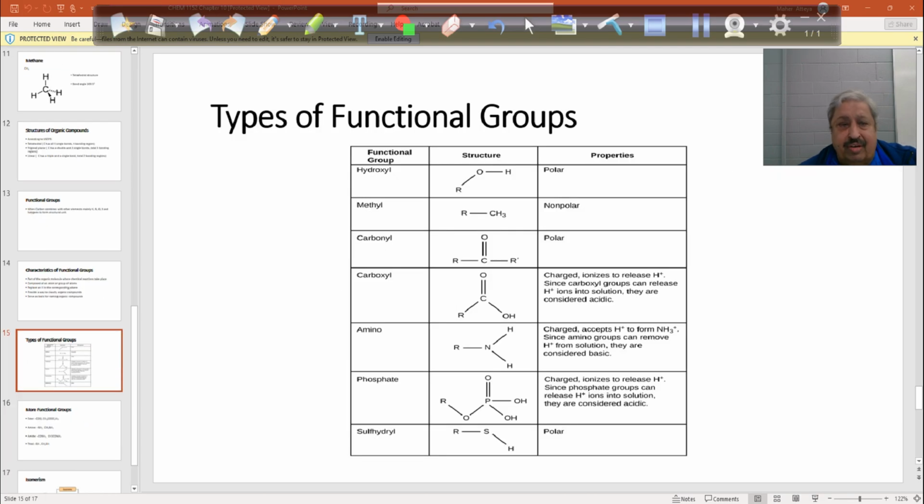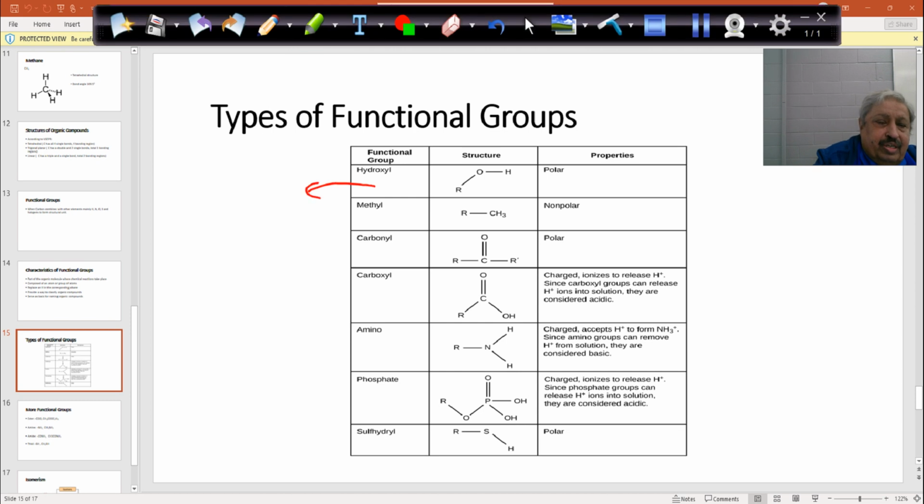This is the types of functional groups we talked about. So the hydroxyl group brings you to, I'm not going into detail, but at least the name of this hydroxyl group gives you alcohol, OL at the ending. This is an alcohol group.